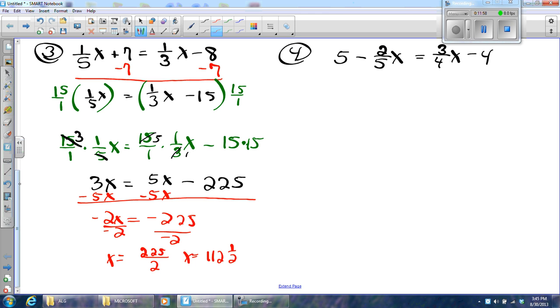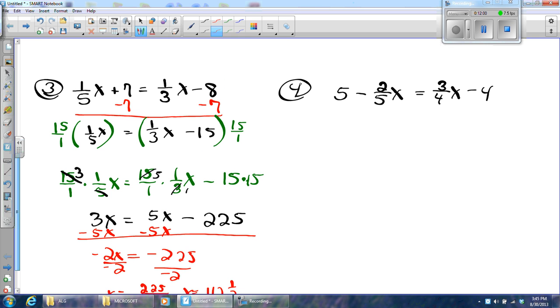Okay, last example. Problem 4. I'm going to multiply both sides. Oh, I'm sorry. I'm probably going to subtract 5 from both sides first. That's a positive 5 there, so I want to subtract it off. And when I do, I'm going to get a negative 2/5 x, which will equal 3/4 x minus 9.